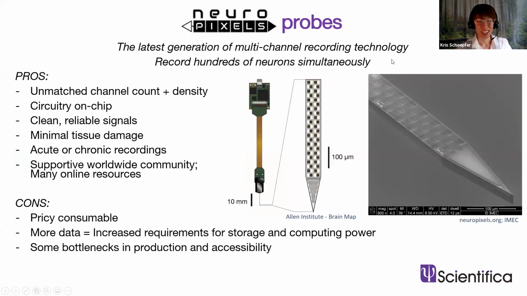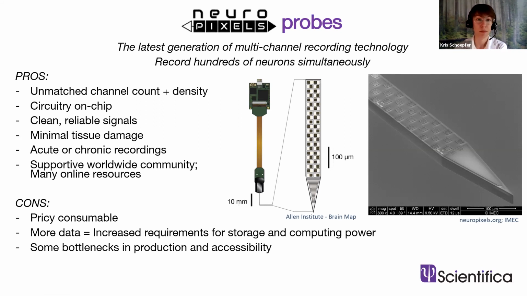Okay, and then finally, this brings me to Neuropixels probes, which is the latest generation, nearly 1,000 channels, very, very densely packed. And the major selling point of Neuropixels probes is that you are able to record hundreds of neuron spiking activity as if you had many, many tetrodes in one place here, all at once. And so the circuitry is right on the chip. You get very clean, reliable signals. Because this probe is so tiny physically, you have very minimal tissue damage.